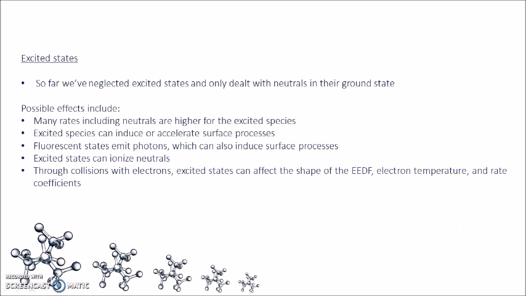So far, we have neglected excited states and only dealt with neutrals in their ground state. However, excited states can have a significant impact on the discharge. Possible effects include: many rates, including neutrals, are higher for the excited species, so they can have a significant influence despite their smaller densities. Excited species can also induce or accelerate surface processes. Fluorescent states emit photons, which can also induce surface processes. Excited states can ionize neutrals if the excitation energy is higher than the ionization energy of the collision partner, called Penning ionization. Through collisions with electrons, excited states can affect the shape of the EEDF, electron temperature, and rate coefficients.